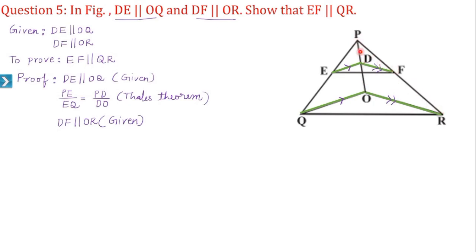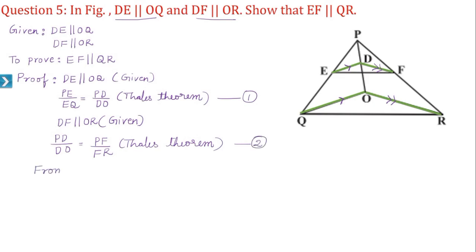DF divides the sides PO and PR in the same ratio. So PD by DO is equal to PF by FR. The reason is Thales theorem. Take these as equation 1 and 2.